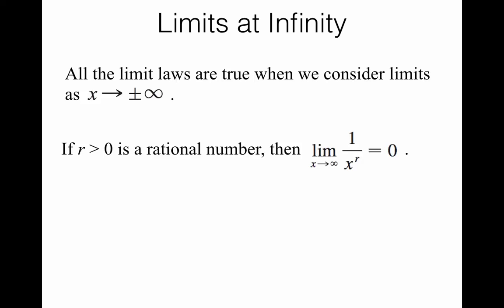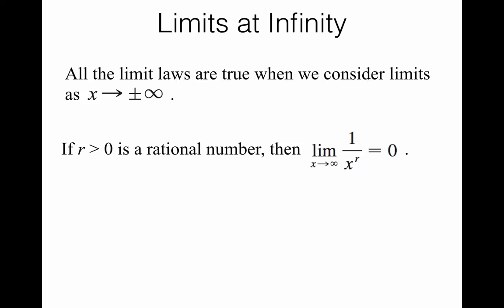We just saw from the graph of 1 over x that the limit as x approaches infinity of 1 over x equals 0. Well, in fact, a stronger theorem is true. If r is any positive rational number, then as x approaches infinity, 1 over x to the r will always limit to 0. So in this fraction, as x gets infinitely large, 1 over any positive power of x will limit to 0.